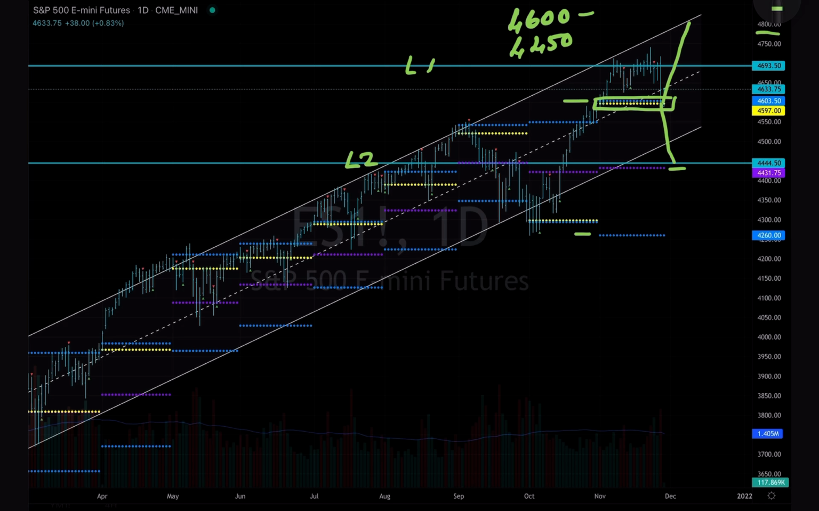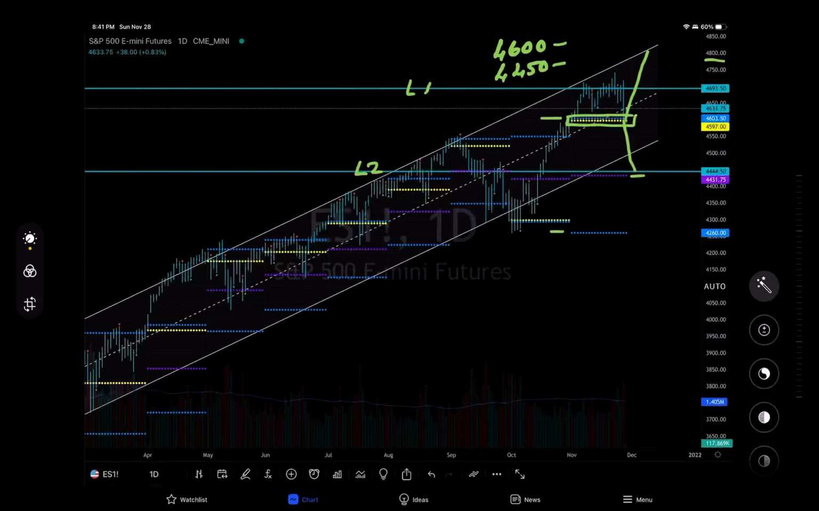If this is offered, then the market can pull back up to 4,450, and then at that point, based on the reaction, it can go either up or down. So those are the two key levels we watch for S&P 500.